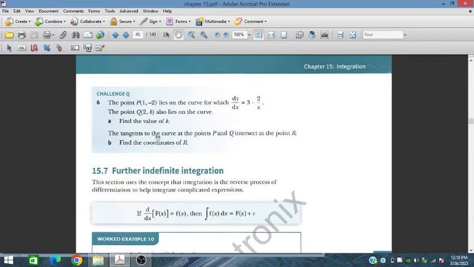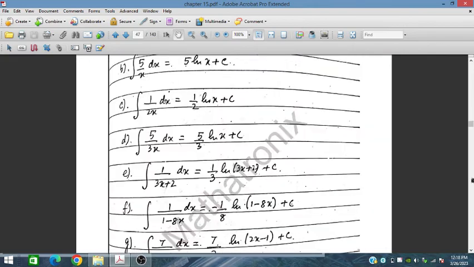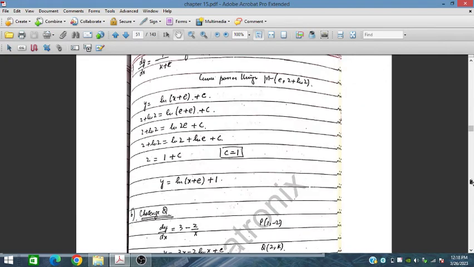So the tangent to the curve at the point P, by placing this point P here and then placing point Q here, they will intersect at some point. So we'll compare it and find the coordinates of the point R. So question number 6.